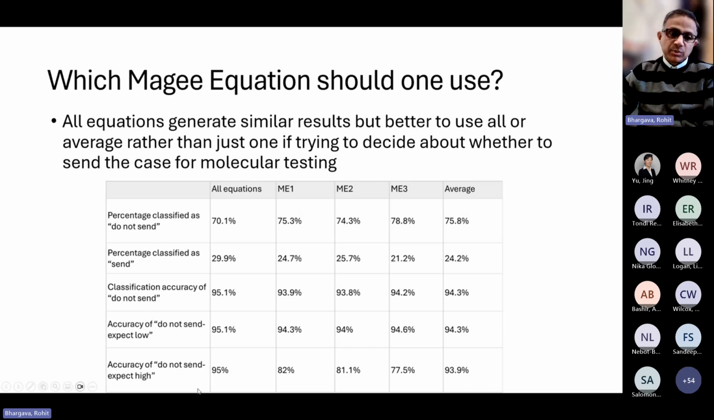And I say this because look at the last 2 rows. The accuracy of do not send, expect low risk, is pretty much the same no matter what equation you use, or you use all equations or average, but the accuracy of do not send, expect high risk, goes down if you use individual equations, but it remains quite high if you use all the equations or the average score of the equations. So that's a reason to use all of them or the average. But if you use the average, you should have all the equation results, not just 2 equations and you take the average.